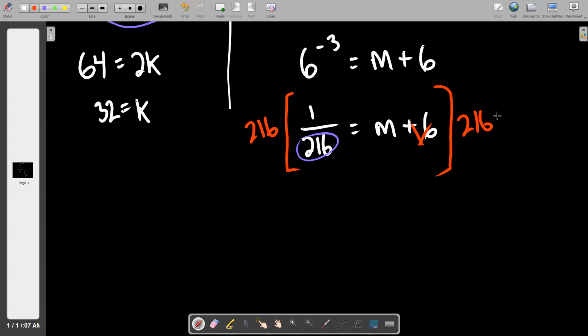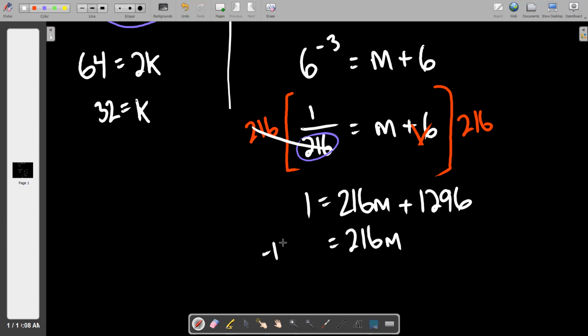And so if you feel like this is worth your effort to avoid having to do what we just did, you could multiply the whole equation by 216. And what that does is it gives you 1 equals 216m plus 1,296. And then from there, it feels a little bit less stressful to a lot of people. Then you can just subtract the 1296.